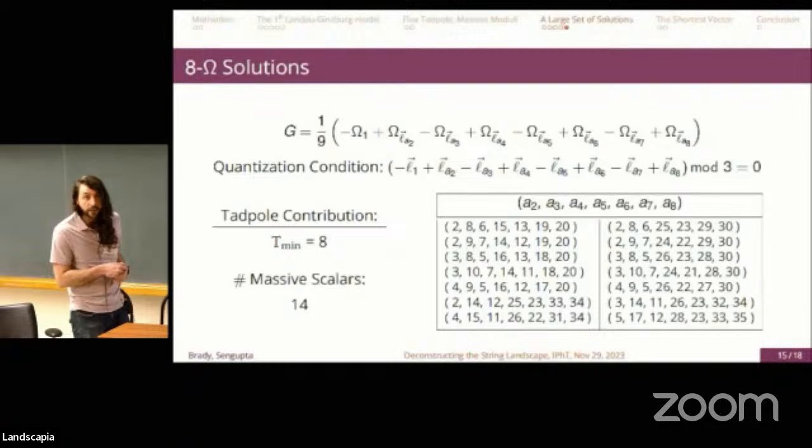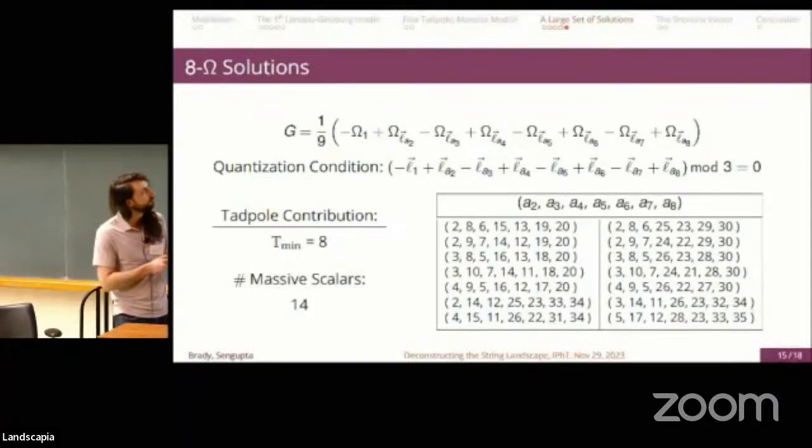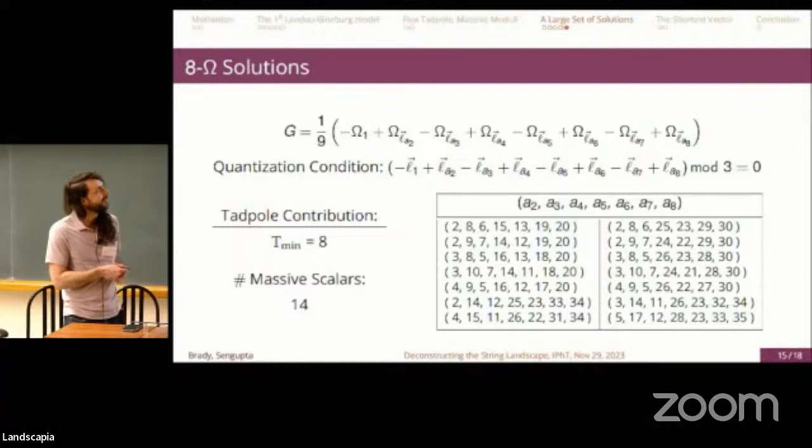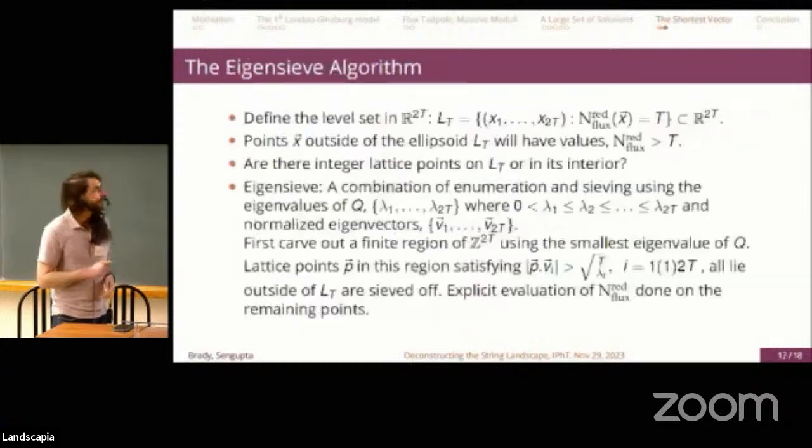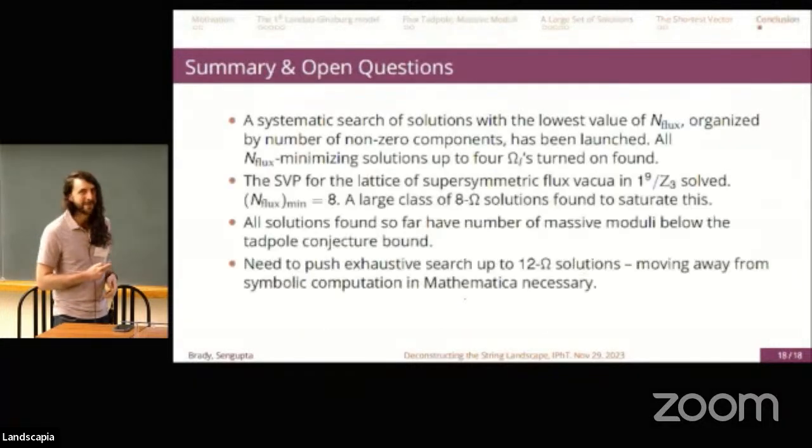It stabilizes 14 massive scalars. The quantization condition is this, which we picked up from the 4 omegas. This gives us a set of 8 omega solutions, but it is, like I said, not exhaustive. Sorry about that.